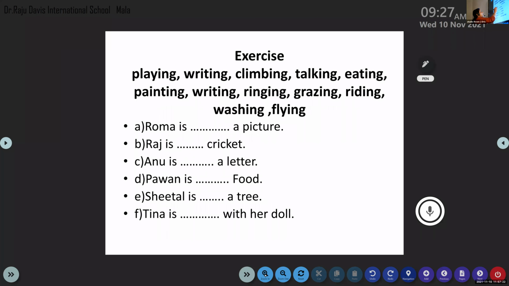Am, is, are is already given there for you. So you don't want to break your brains with that. The words are given here. What we have to do to the words here? Fill in the blanks by taking a suitable word from the brackets. Okay, can we do that exercise?